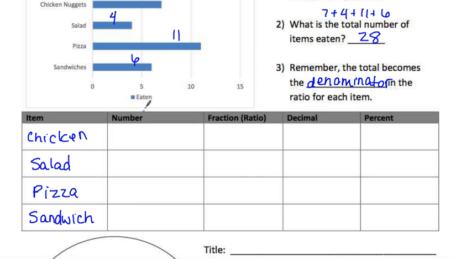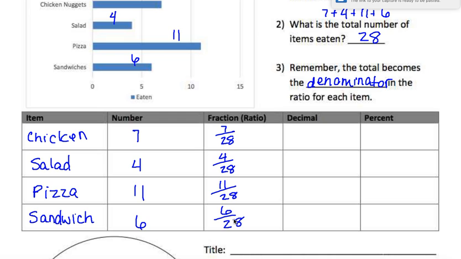So, how many people chose chicken nuggets? 7. How many people chose salad? 4. How many people chose pizza? 11. And how many people chose sandwich? 6. If we write our fraction, it's going to be 7 over 28, 4 over 28, 11 over 28, and 6 over 28.